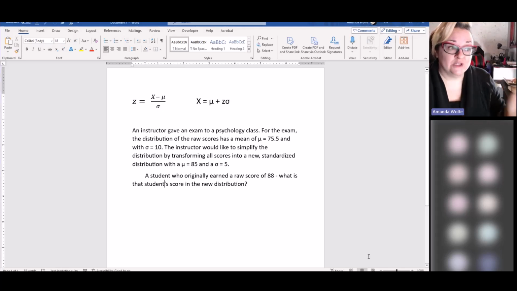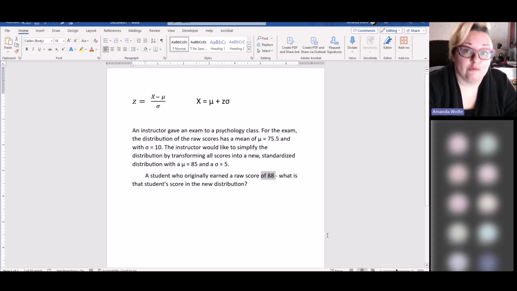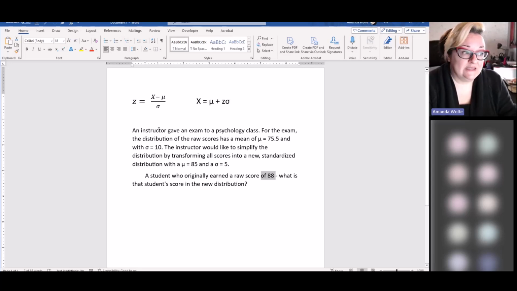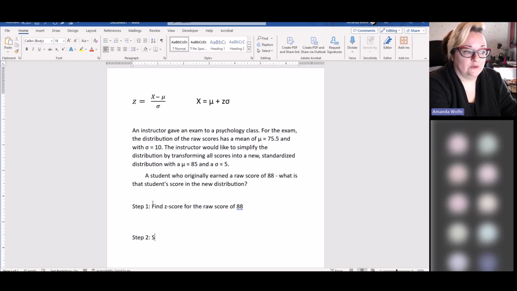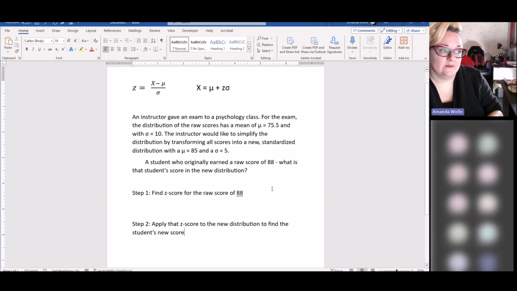And so if you originally earned an 88, what is your new grade? The reason why this one's hard is because you have to do both of the formulas. So step one is, and I'm going to write these out for you because we're going to do these in order. Step one, we find the Z score for the raw score of 88, okay? And then step two would be to apply that Z score to the new distribution to find the student's new score. So that's what we're doing here, okay?